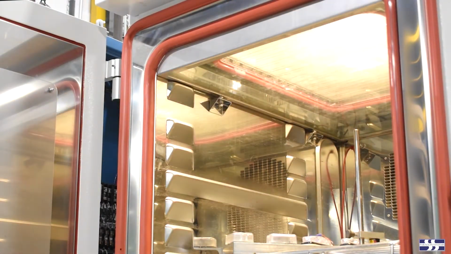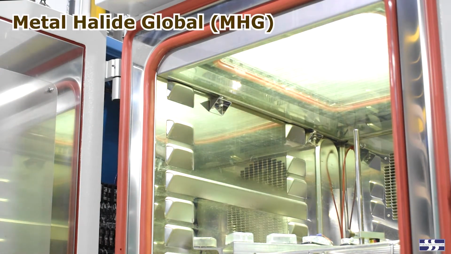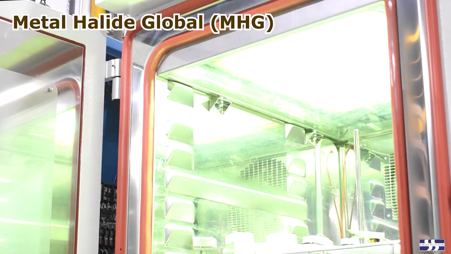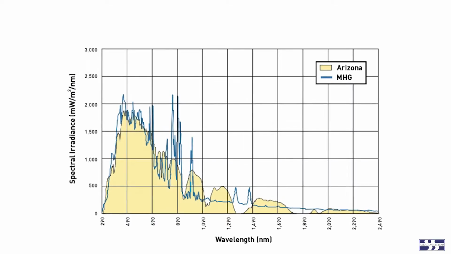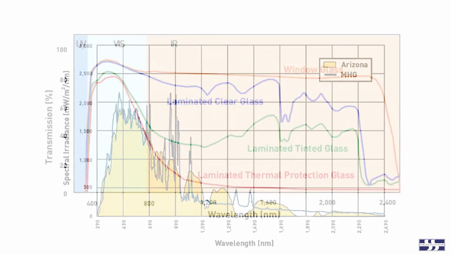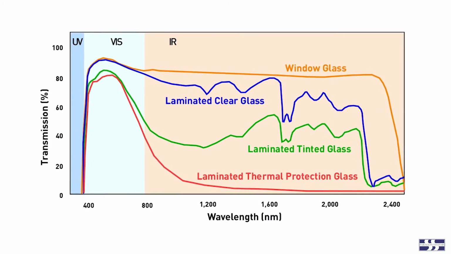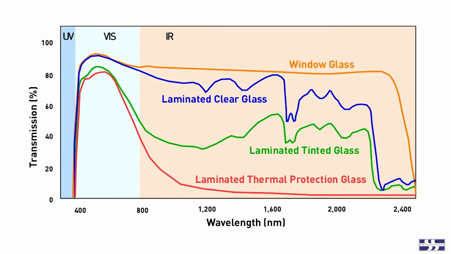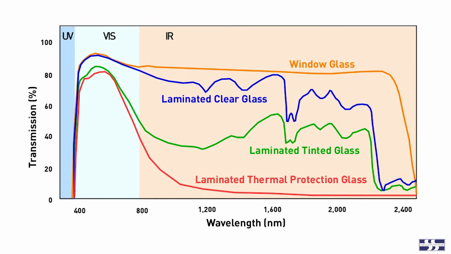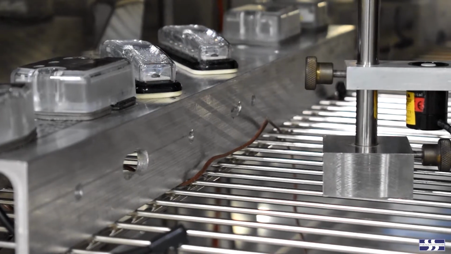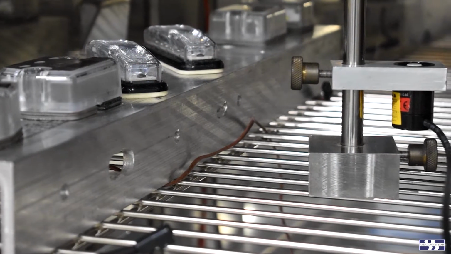Solar radiation is produced by the Metal Halide Global, or MHG, lighting system. The MHG radiation spectrum is one of the closest simulations of natural sunlight. Filters can be used to adjust the radiation spectrum to simulate either outdoor exposure or indoor exposure under window glass. The radiation intensity can be as high as 1200 watts per square meter and is measured using a radiometer placed adjacent to the parts being exposed.